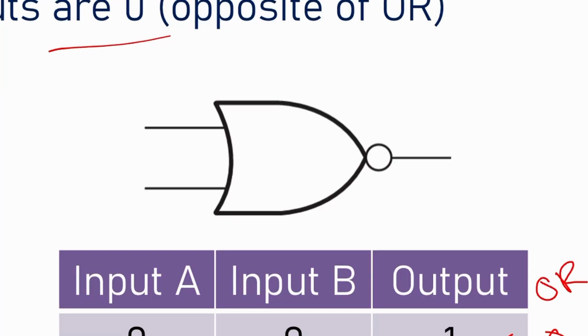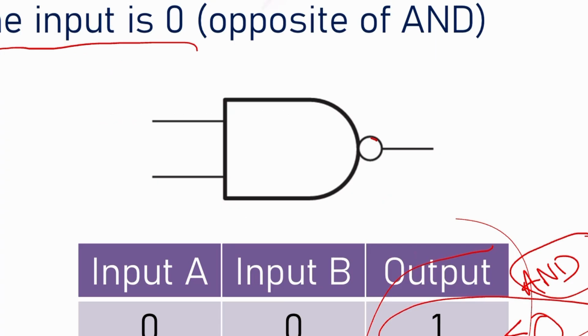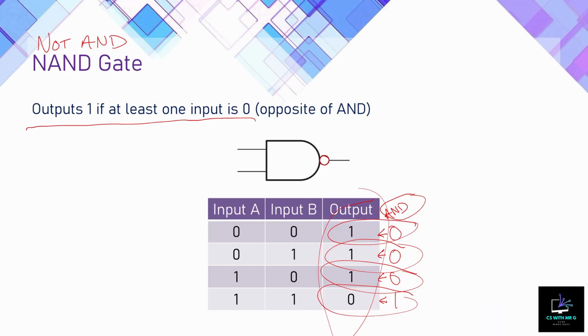Just to quickly mention, a NOR gate is simply an OR gate but with a circle here, and a NAND gate is the AND gate but with a circle here also. So just so you can recognize them visually, there is simply a circle before the output line there.